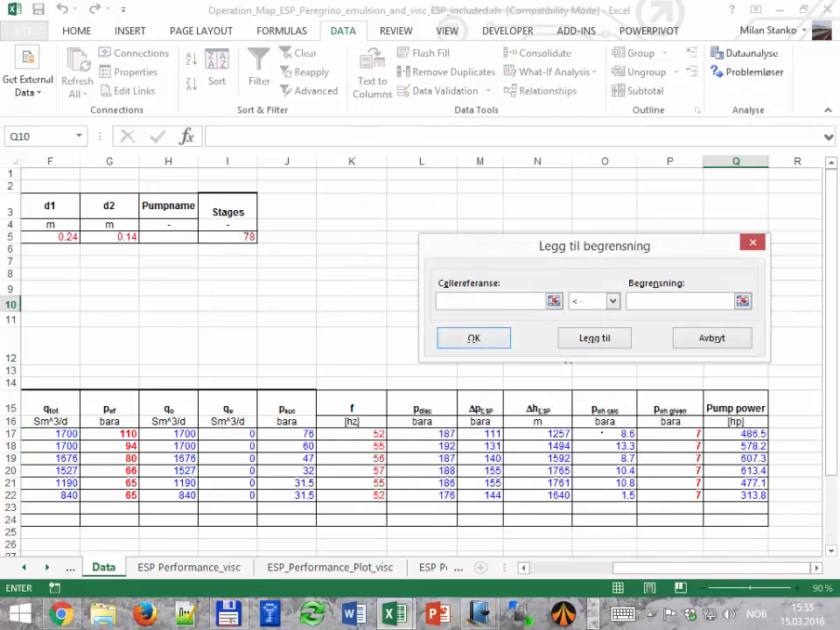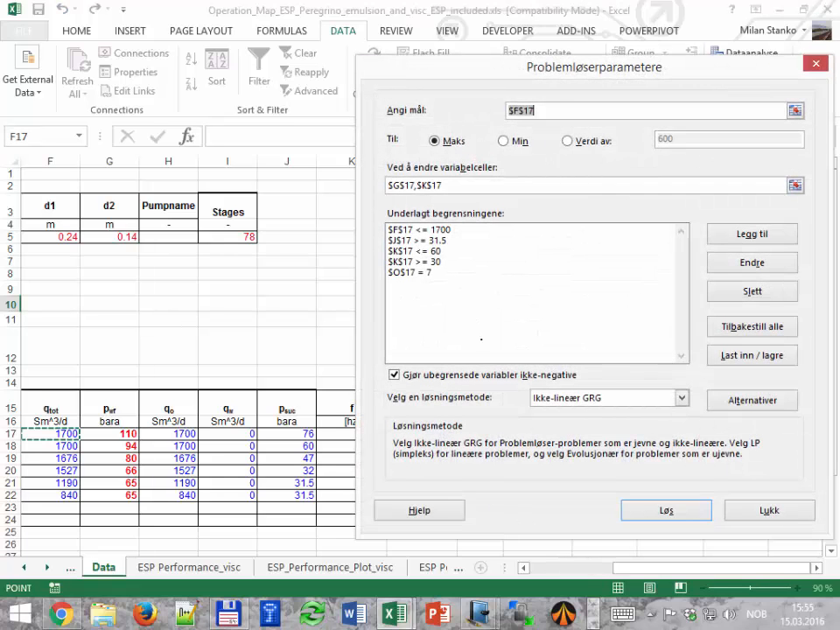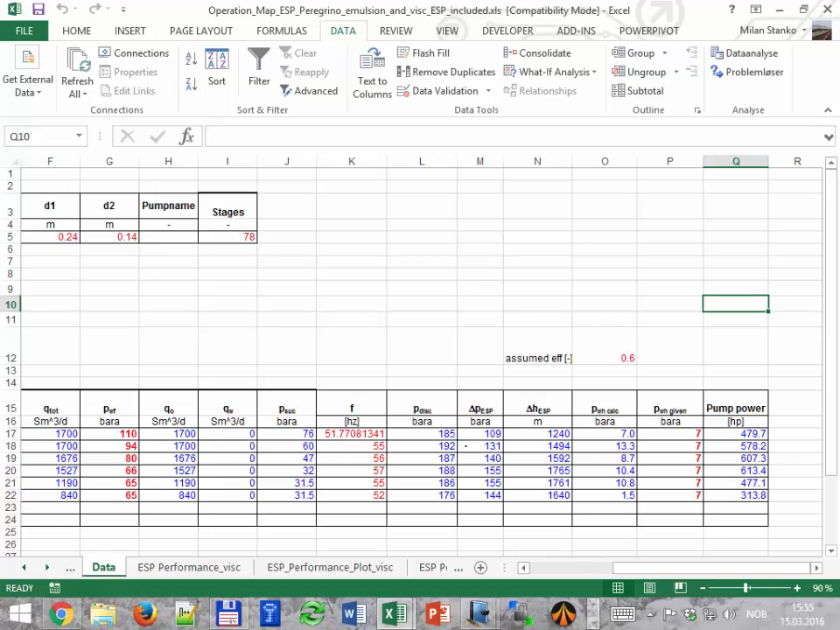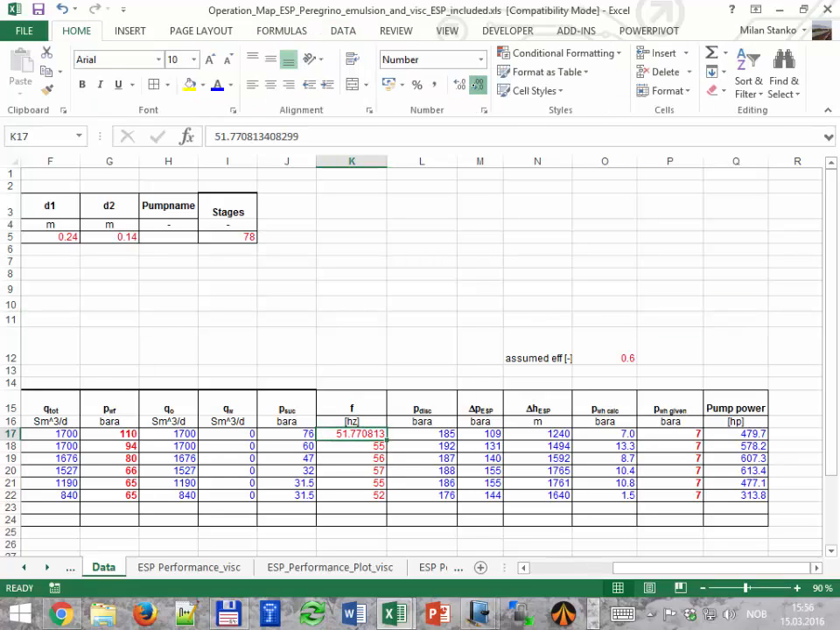Okay, too many constraints. So I wonder if it's going to crash. You know, solver is magic, but it's not like it can do everything. So we try solve. Wow. Okay. It solved and it found exactly. Actually, our guess was very good, because actually we were cheating. We did it visually. But 57.77, that's exactly the frequency that I need to produce that.